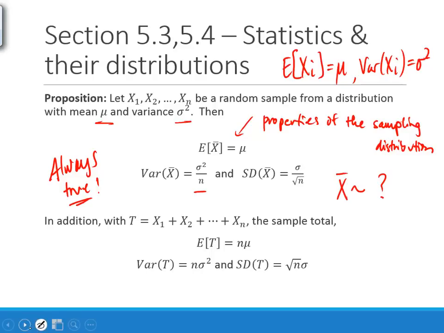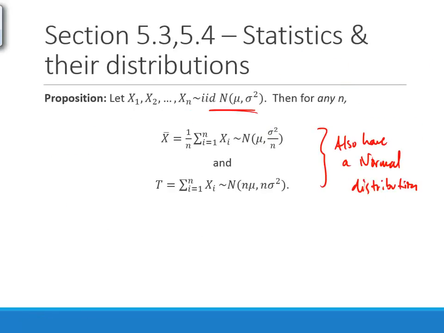But then going forward a slide, if my individual observations x1 to xn are all normal, then I have this stronger result that the sample mean also has a normal distribution. So a very, very important point.